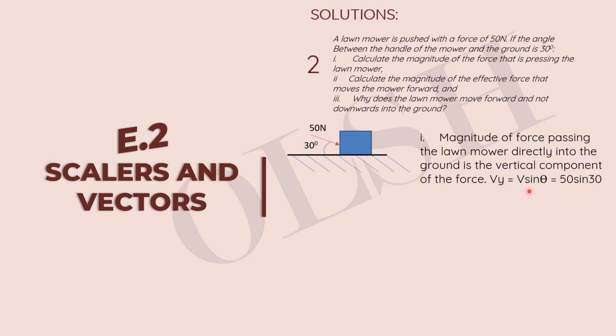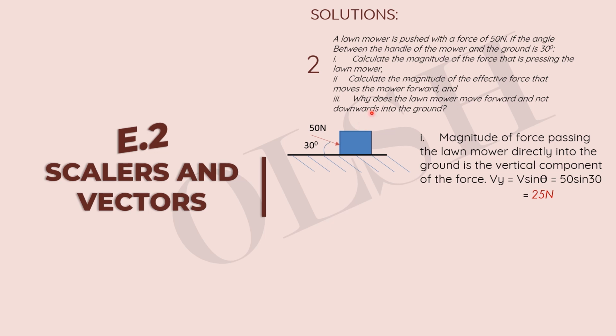That will be Vy equal to V sine theta. That will be 50 newtons times sine 30, and of course that will give us 25 newtons. So out of these 50 newtons, we have only 25 newtons pressing this box into the ground. That's the force the box experiences in the vertical direction.